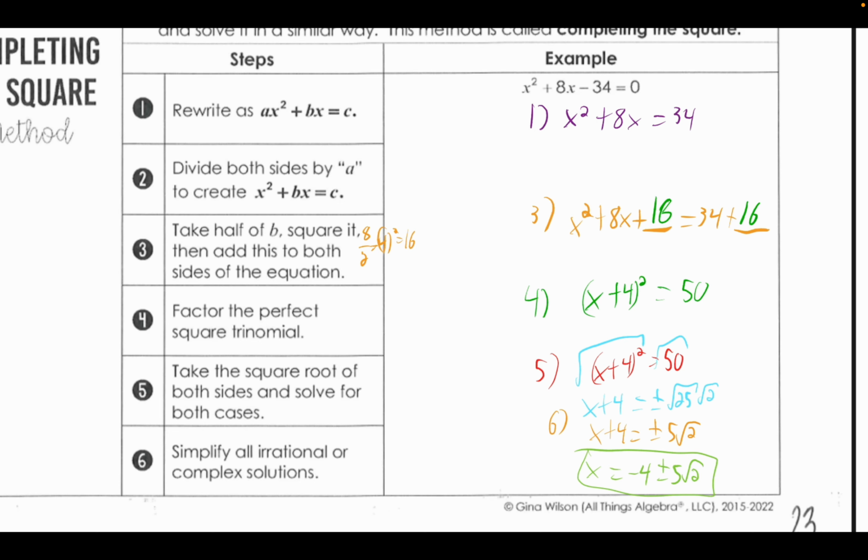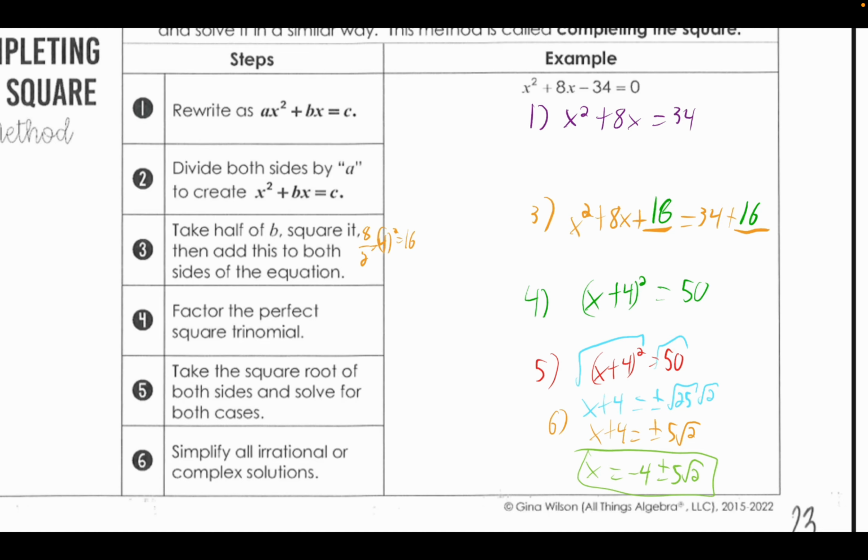Then we take half of our b term, square it, and add that to both sides. This is by far the weirdest step in this process, in my opinion, because it's something we've just never done before and it's so odd and random. But it will work 100% of the time. That's the neat part about it.